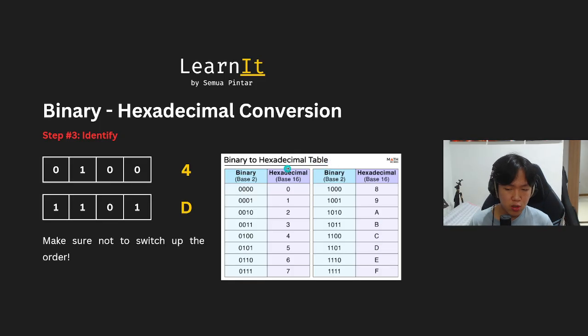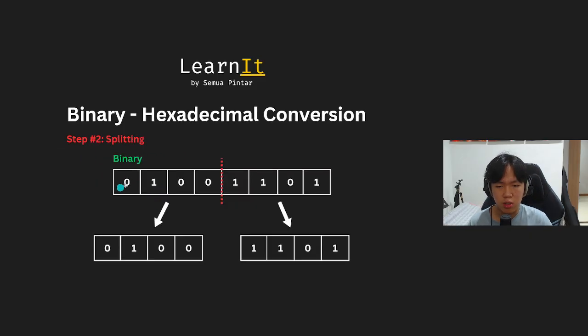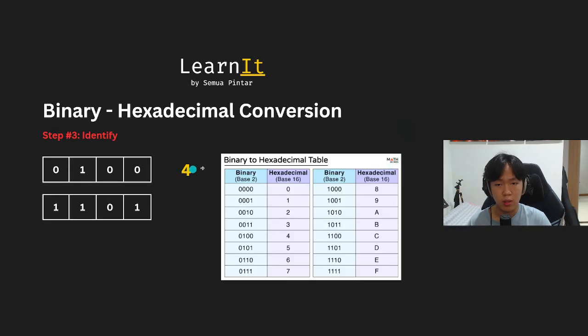And it's extremely important to not switch up the order. So if you guys notice, the binary starts from 0 1 0 0 and 1 1 0 1. So the hexadecimal should start with the hexadecimal of 0 1 0 0, and that is 4. So make sure you don't start with D, because 4D and D4 are completely different hexadecimals.